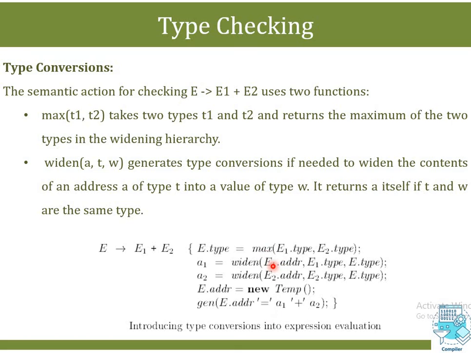This semantic rule will be applicable even if both operands are of the same type. If both operands are of the same type, the widening rule will ensure that the conversion is not performed, because as I said, when you say int a comma int, conversion will not take place. Only if T and W are of different types will the widening operation take place. So by using this rule, the type conversion has been implemented.